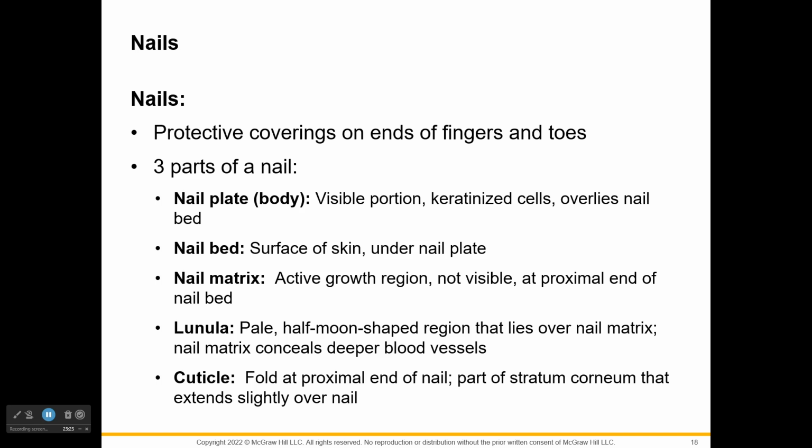The lunula, luna is a word that means moon, and so the lunula is the pale part, the half moon shaped region near your cuticle. And the reason it's that color is that's part of the matrix where the nail is growing from, and because the matrix is there, you can't see the blood vessels as easy, so it looks whiter because you just can't see the pink color of the blood in the blood vessels. Now your cuticle is actually a fold of stratum corneum that slightly folds over the nail and just adds some more protection to this nail matrix.